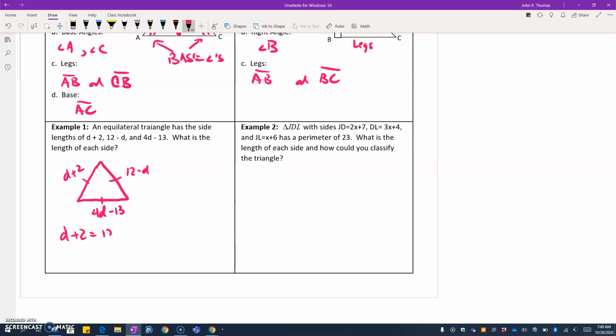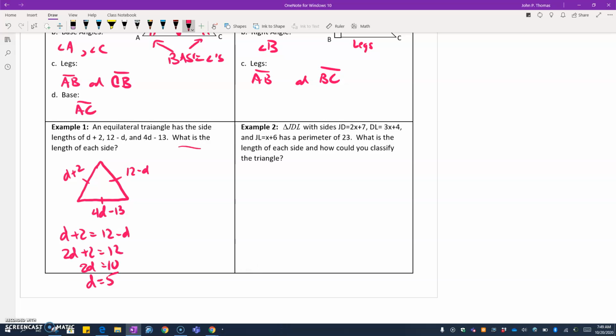D plus 2 equals 12 minus d. Add the d over, so 2d plus 2 equals 12. Subtract the 2 over, 2d equals 10, and we get d equals 5.